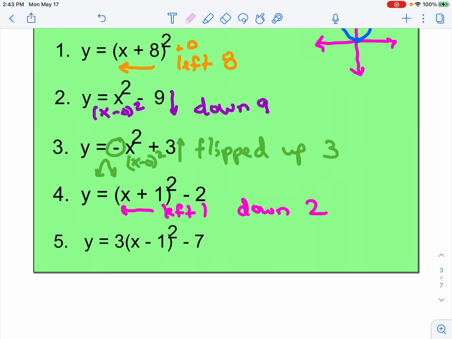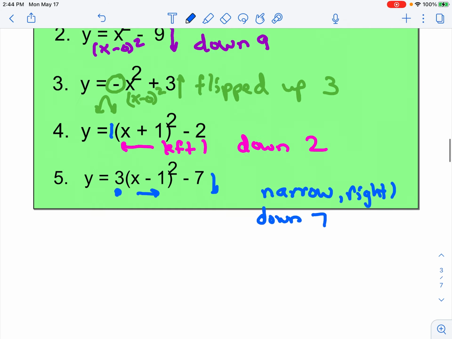And then this last one that we'll take a look at here, this 3 is a positive number right here. So it's not going to flip it, but it's going to make it more narrow. Because instead of going up 1 over 1, a little bit like slope, this is going up 3 over 1, so it's getting more narrow. Okay, the number inside, minus 1, is going to move it right 1 and down 7. All right, so that takes care of some transformations.